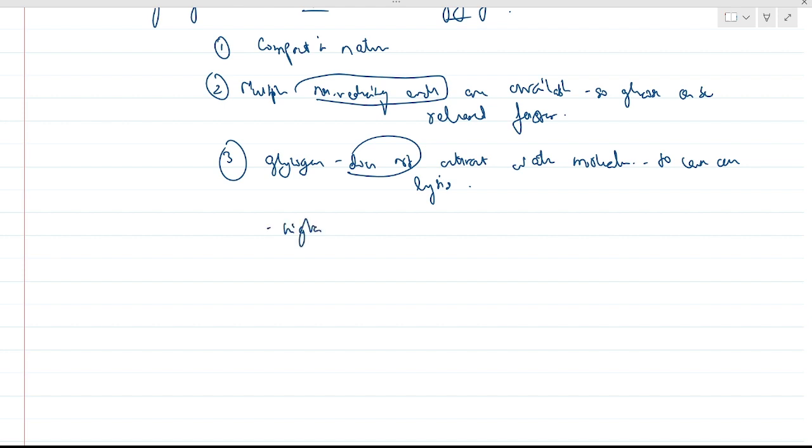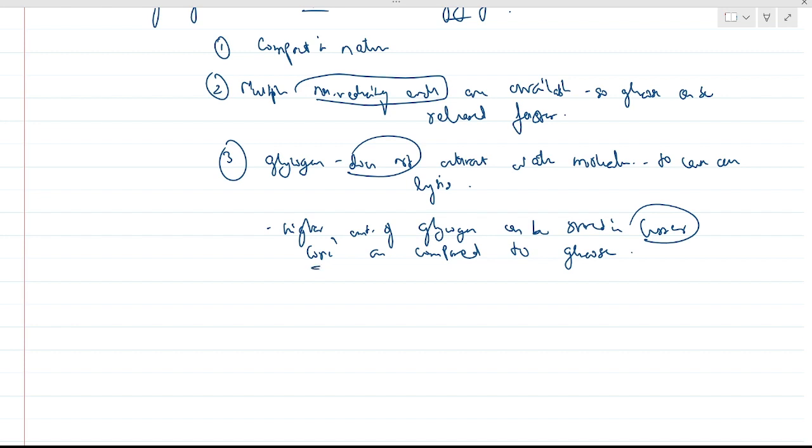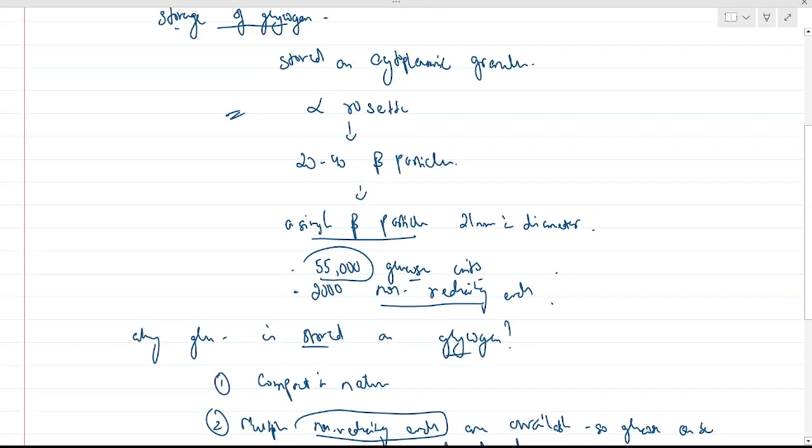So a higher amount of glycogen can be stored in lesser concentration as compared to glucose, as it does not attract water molecules, and no water molecules can cause cell lysis. So this is the third reason, one of the most important reasons why glucose is stored as glycogen. Okay, this was all about storage and structure of glycogen.